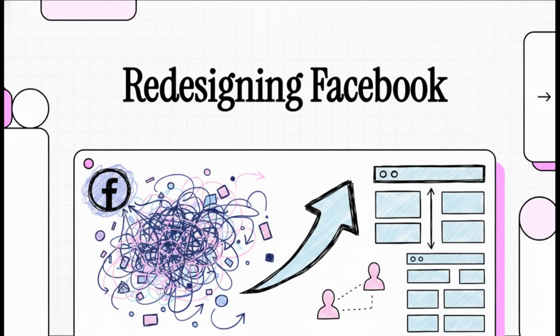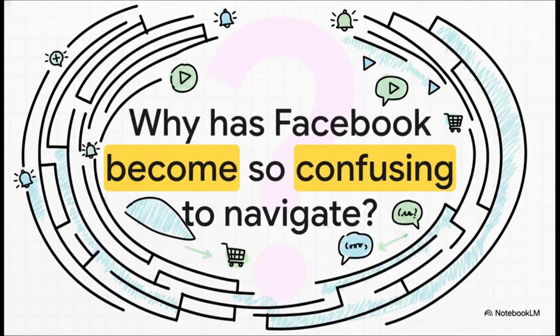Okay, so let's talk about an app that lives on literally billions of phones, connecting pretty much everyone: Facebook. But as it's gotten bigger, it's also become a masterclass in digital chaos. So, what would it actually take to fix it? It's a question I think we've all asked ourselves.